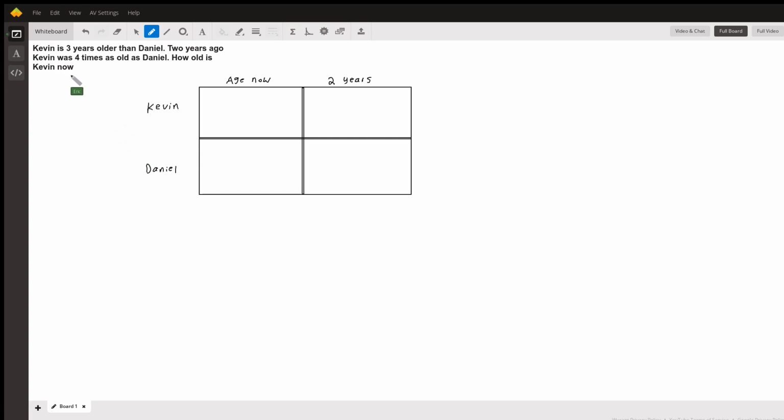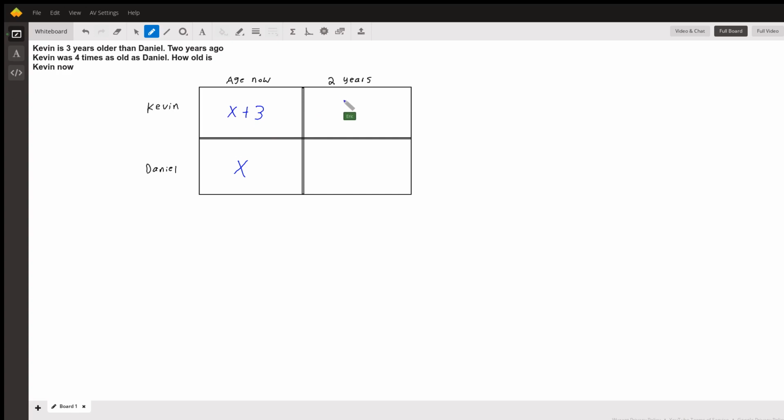Now let's read the problem through. Kevin is 3 years older than Daniel. So for their ages now, we don't know their actual ages in terms of numbers, but we do know that Kevin is 3 years older than Daniel. So if we call Daniel's age X, Kevin's age is going to be 3 more than Daniel's age, or X plus 3.